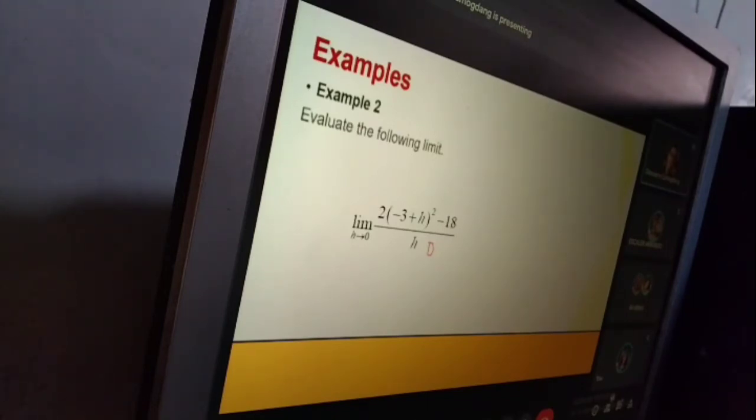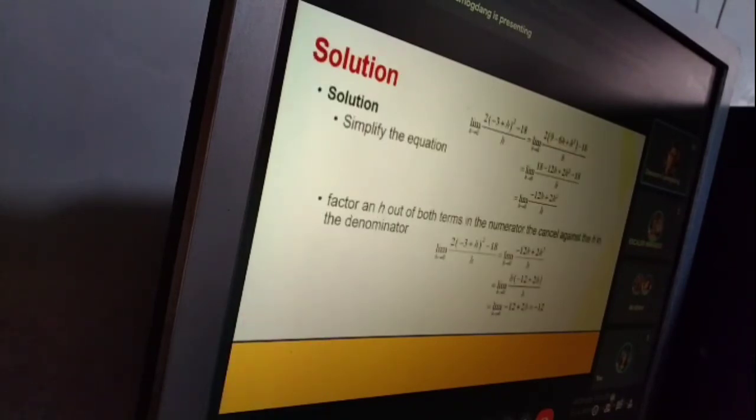Ano yun, sir? Pag i-factor ko, wala naman akong makakancel. Totoo, wala kang makakancel. Kaya ano ang posible mong gawin? Sa case na ito, i-simplify muna natin yung equation. So i-simplify natin, ano ang nangyayari?